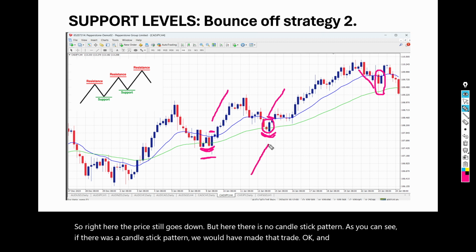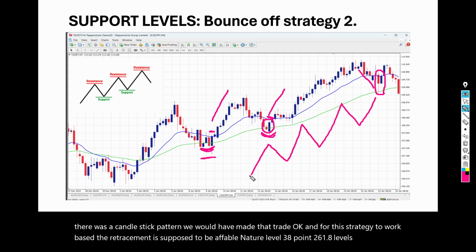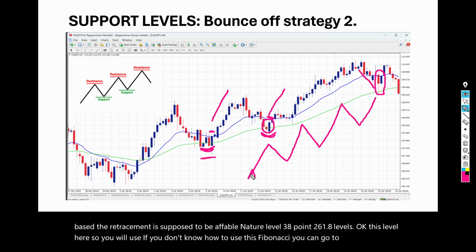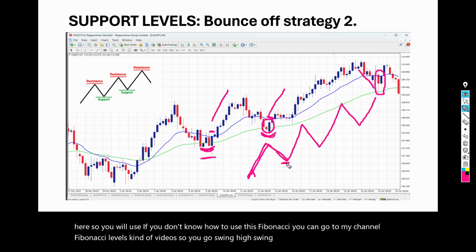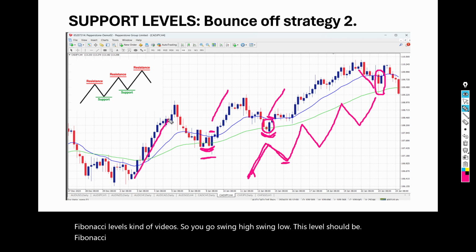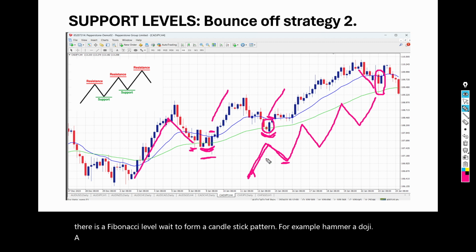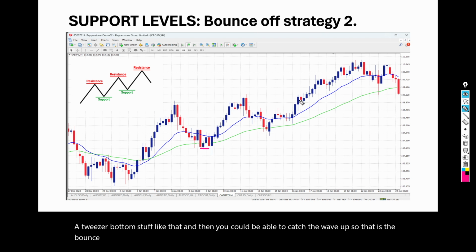And for this strategy to work best, the retracement is supposed to be at a Fibonacci level, 38.2, 61.8 levels, okay? This level here. So if you don't know how to use the Fibonacci, you can go to my channel. There are Fibonacci levels, you check under videos. So you go swing high, swing low. This level should be a Fibonacci level. So your price goes high, it goes low, finds support at a moving average, and there is a Fibonacci level. Wait for it to form a candlestick pattern, for example, a hammer, a doji, a tweezer bottom, stuff like that, and then you could be able to catch the wave up. So that is the bounce off strategy using moving averages.